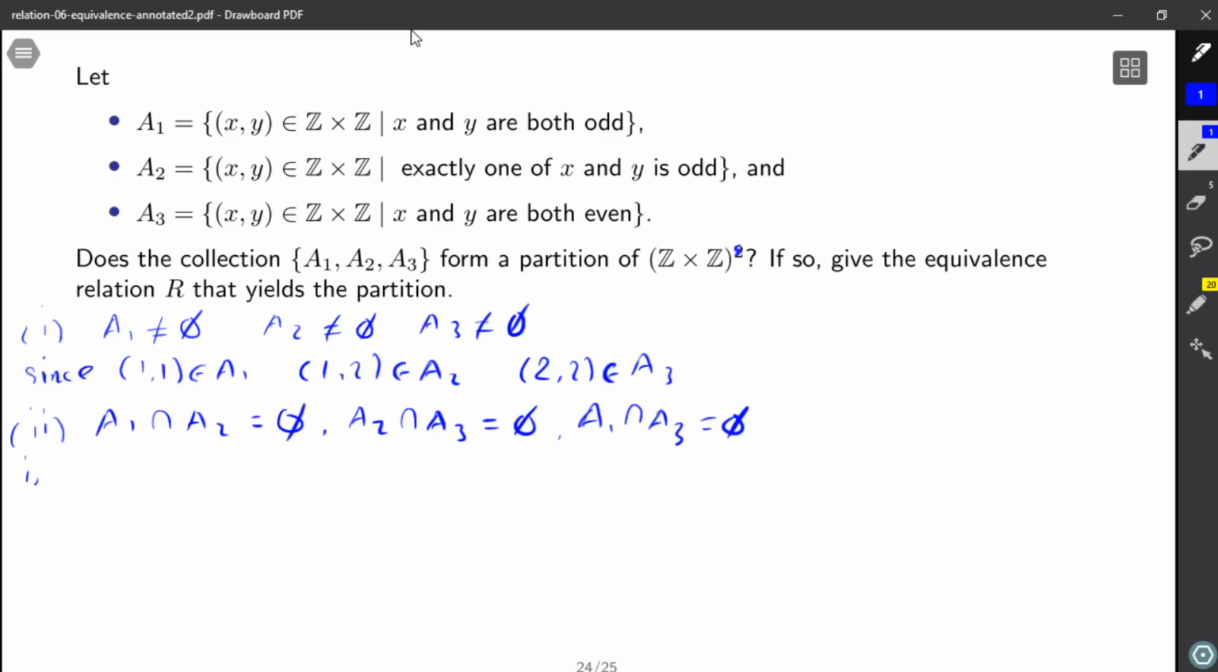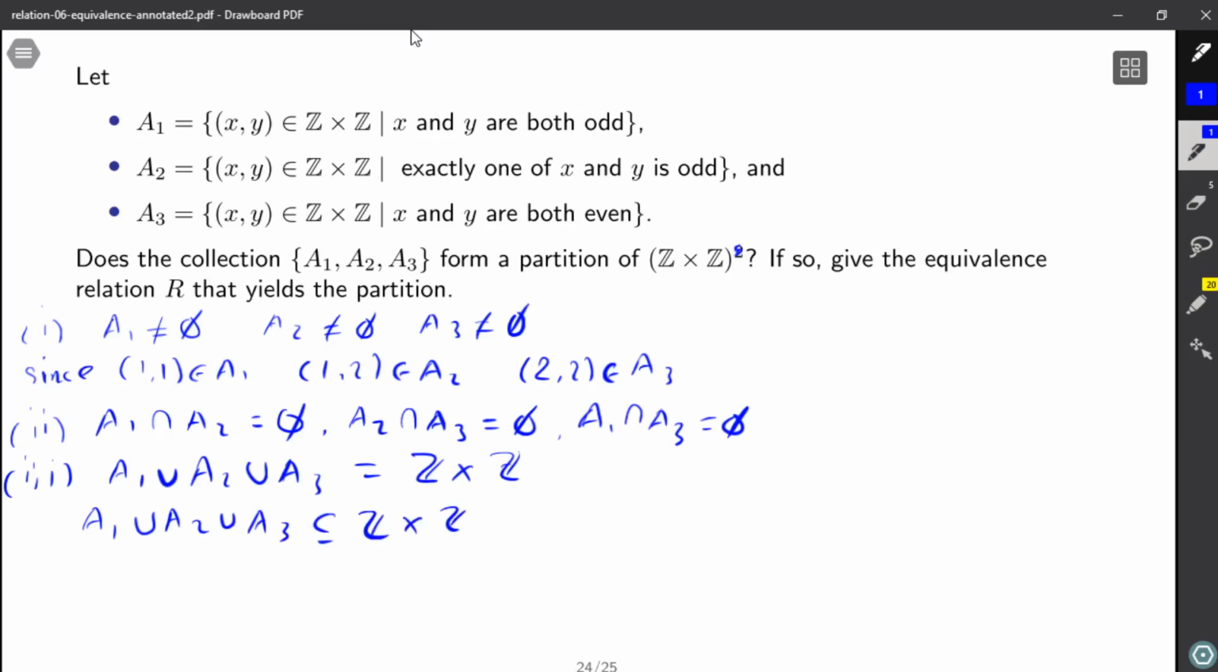Now finally, we show that the union of this is equal to Z times Z. And the answer is, well, first of all, note that A1 union A2 union A3 is a subset of this, right? Why? This is trivial, right? Because A1, A2 and A3 are all sets of pairs of integers, so their union has to be a subset of Z times Z.